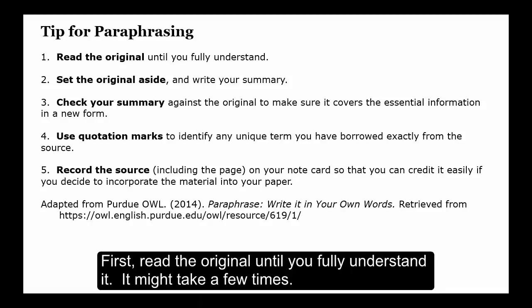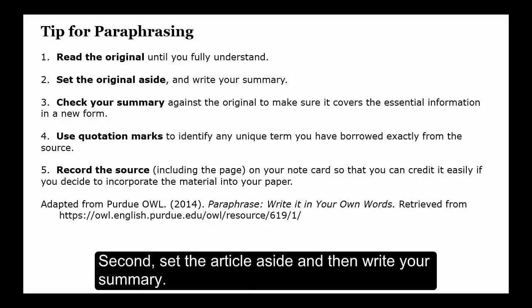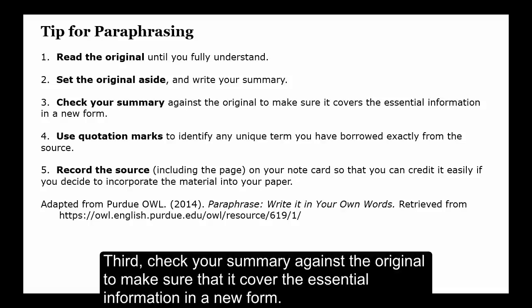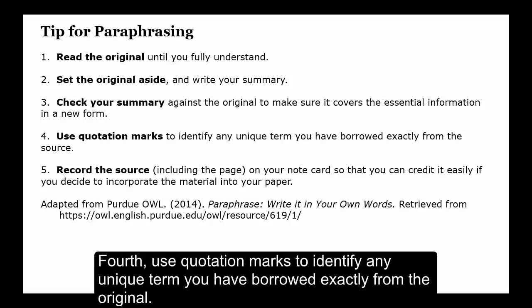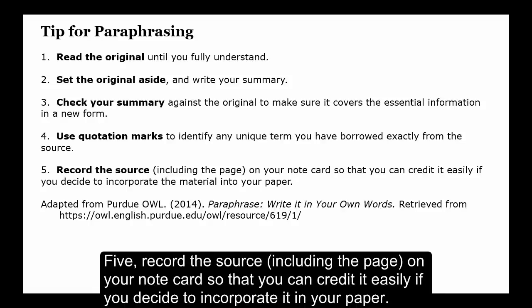First, read the original until you fully understand it. It might take a few times. Second, set the article aside and then write your summary. Third, check your summary against the original to make sure that it covers the essential information in a new form. Fourth, use quotation marks to identify any unique term you have borrowed exactly from the original. Fifth, record the source, including the page, on your note card so that you can credit it easily if you decide to incorporate it into your paper.